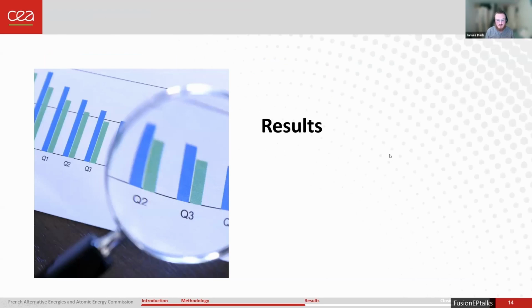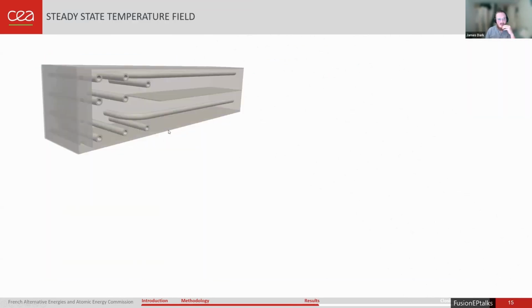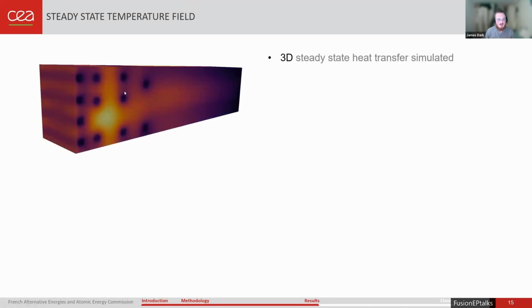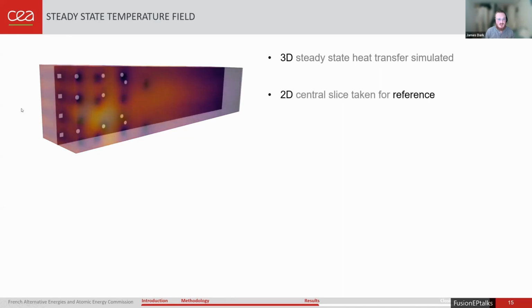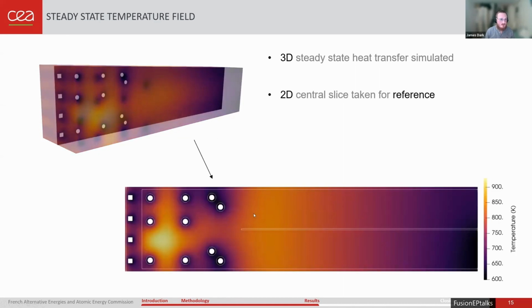So moving on to some nice results. Obviously, like I said before, where we model the steady state temperature field, this is difficult to do for a 2D model, because we have these channel cooling pipes that go along our channel, which we can't really consider in a 2D heat transfer simulation. So what we do is we just do the heat transfer simulation in 3D. And from this, we can then take a central slice from the middle, and that's what we use as a reference to account for all the cooling that's occurring all the way along our channel here.